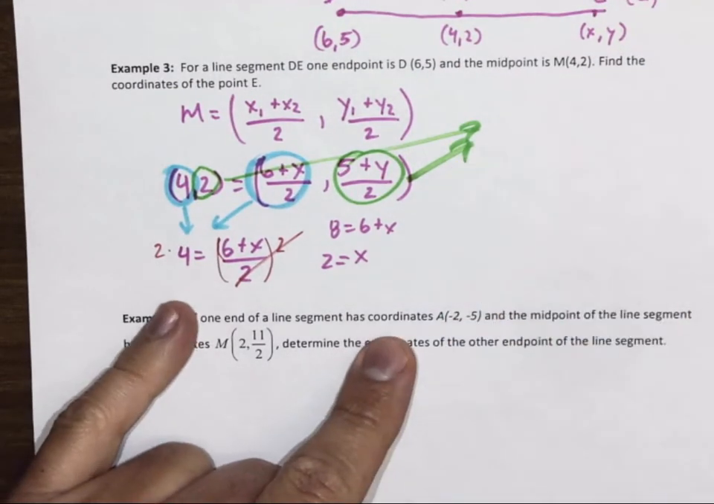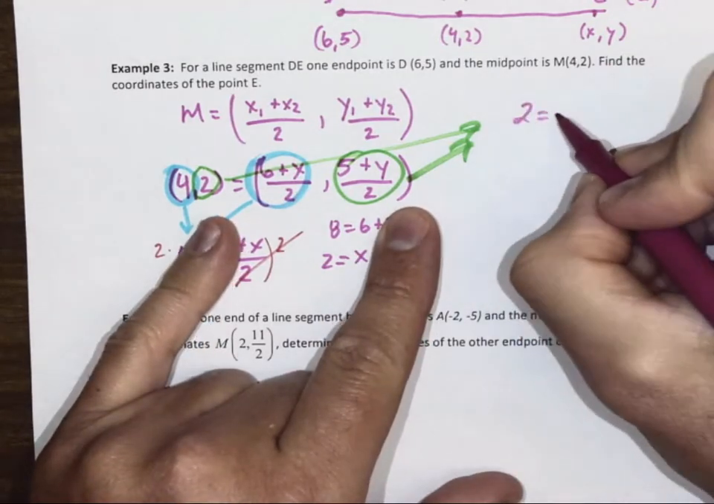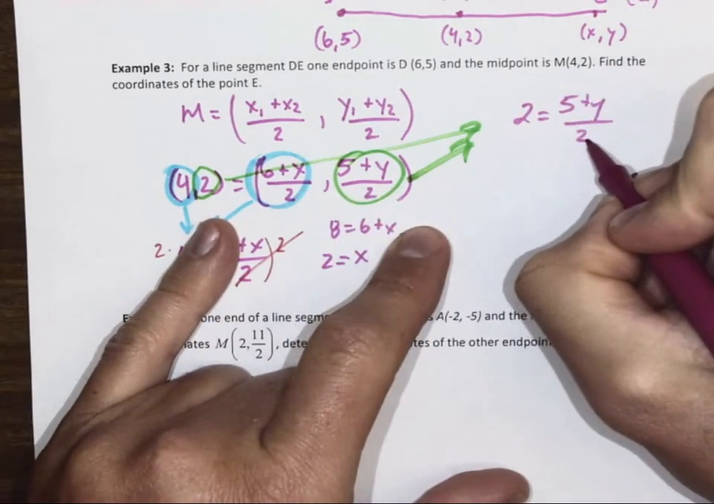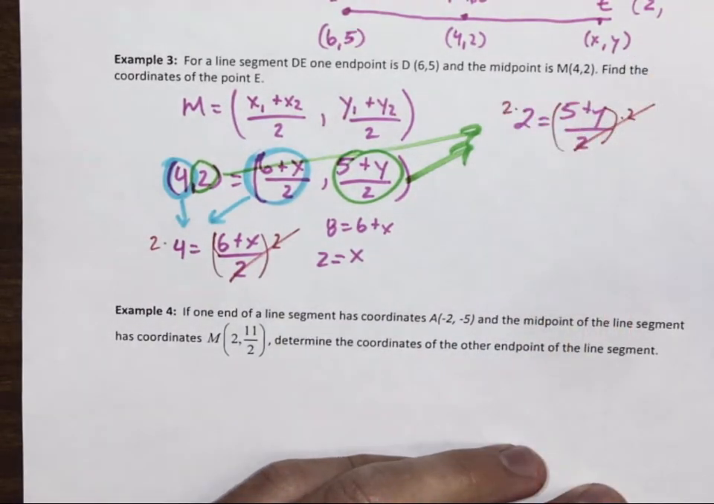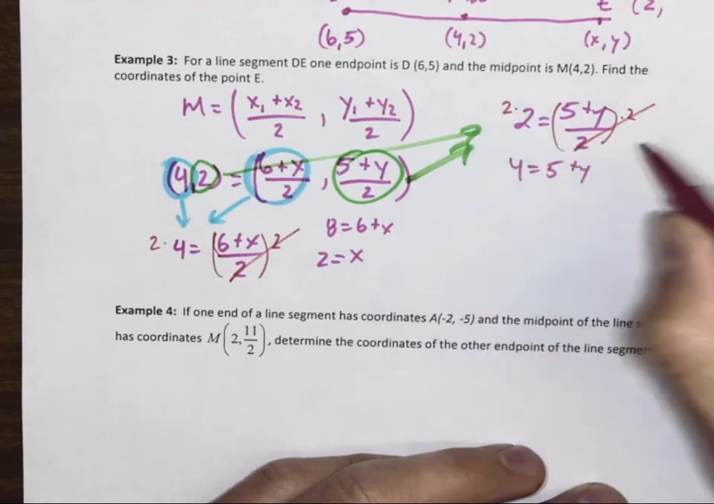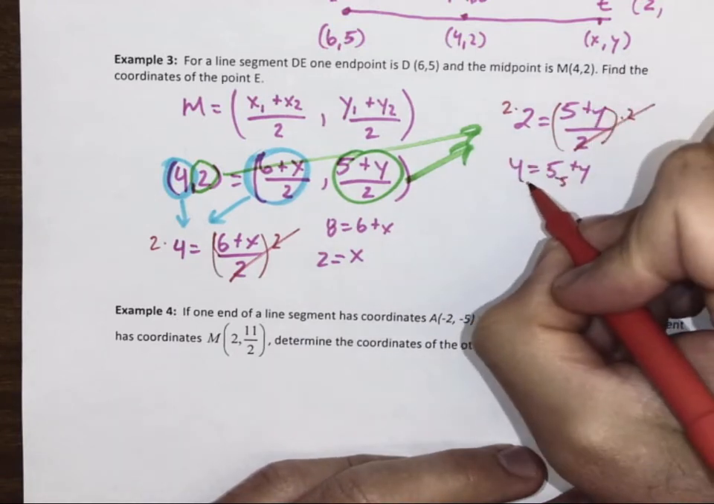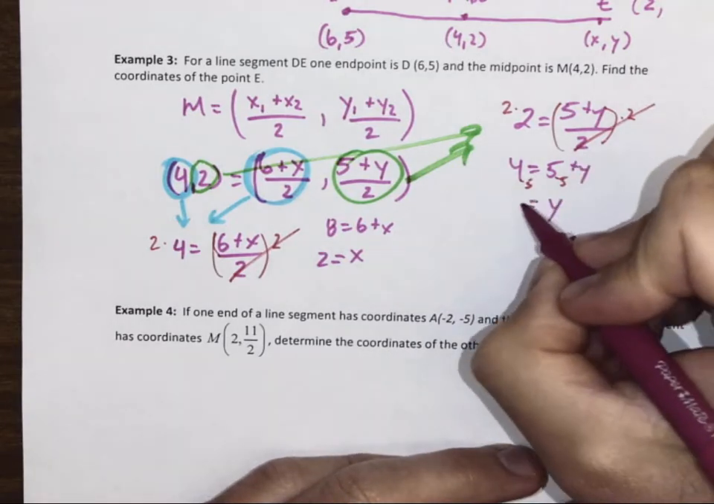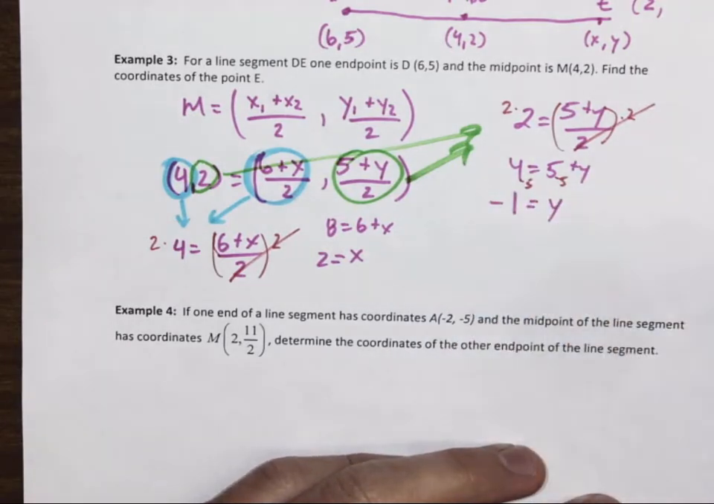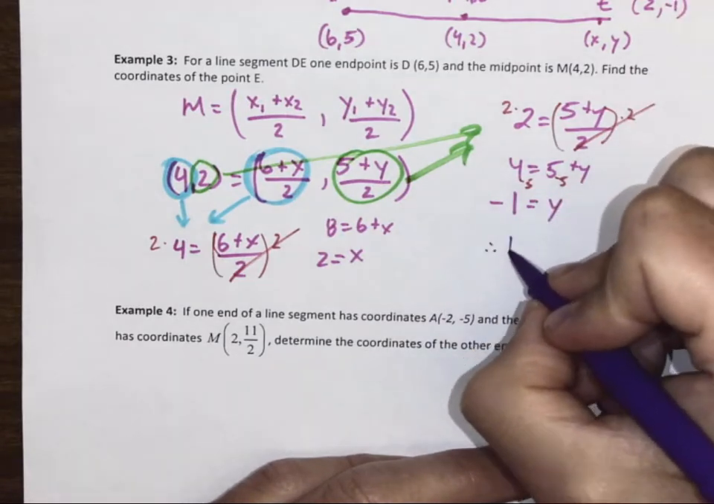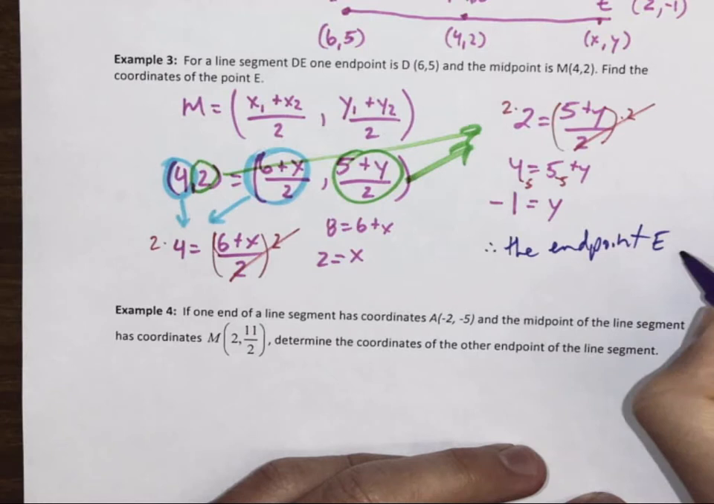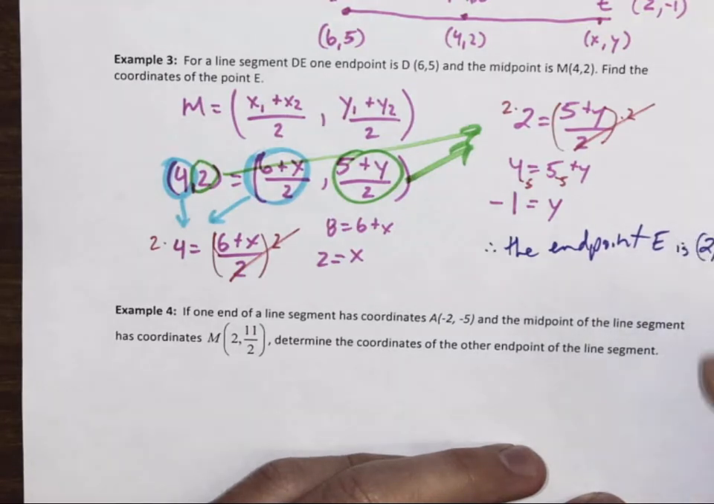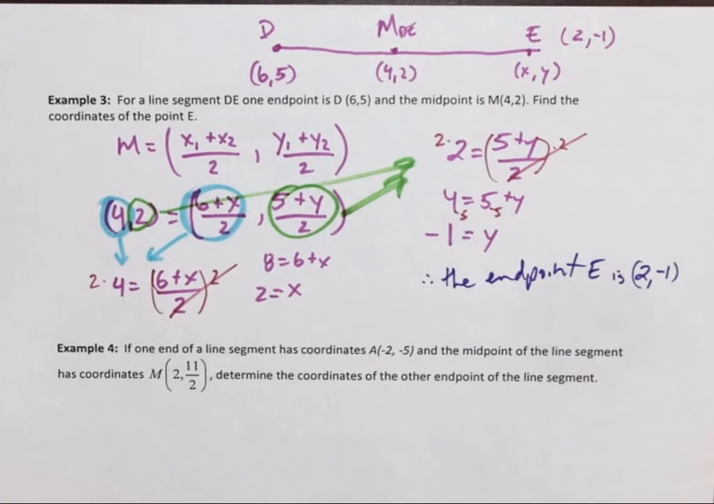We look at what matches up for our y. We have 2 equals 5 plus y all over 2. And then we solve. So now we have the actual other endpoint. Therefore, the endpoint E is the coordinates 2, -1. Super duper.